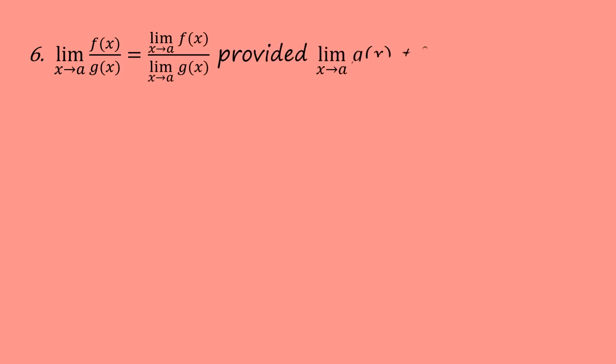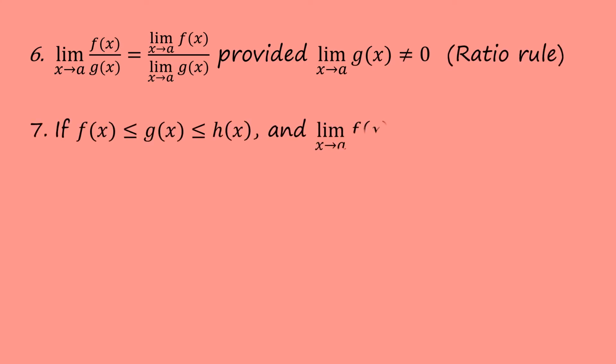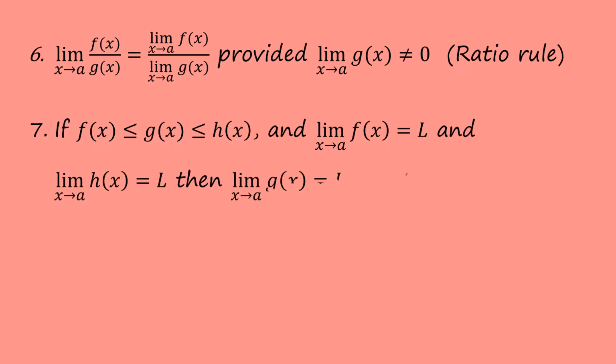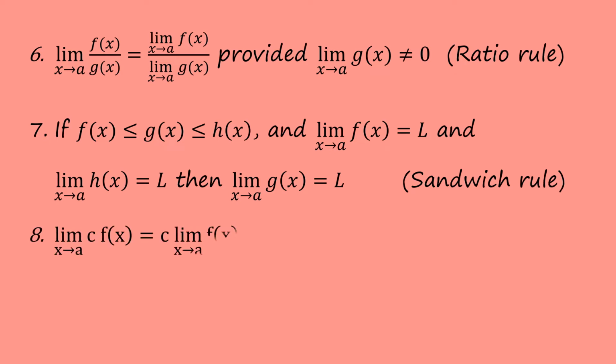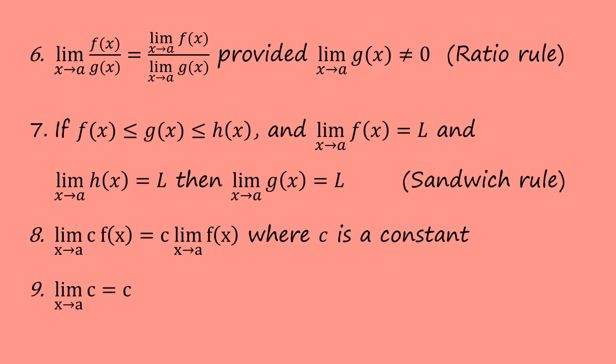We can have two limits whereby one is dividing the other, and in this case the denominator must not be 0. We call it the ratio rule. Then we can have three functions, where each of them has the same limit. We call it the sandwich rule. Then if we have the limit of c times f of x, we can take the constant out. Then if we have the limit of a constant, the answer is also that constant.